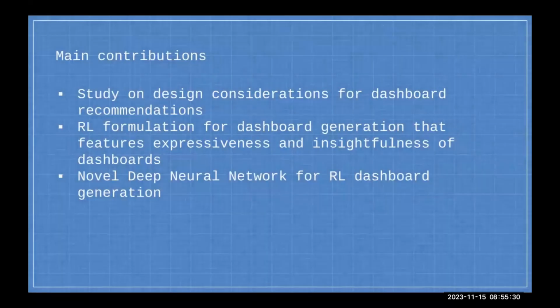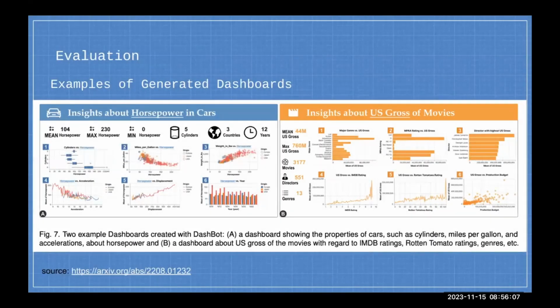Overall, these are the main contributions made by the authors. Firstly, the researchers conducted a study to identify the key design considerations for dashboard recommendations. The authors also developed an RL formulation that takes users' interactions into account so that the dashboard can be updated in real time to provide the users with the most relevant information. They also developed a novel deep neural network for reinforcement learning dashboard generation. The deep neural network is able to learn a policy that maps the current dashboard to the next dashboard through modifications. Let's talk about the evaluation methods.